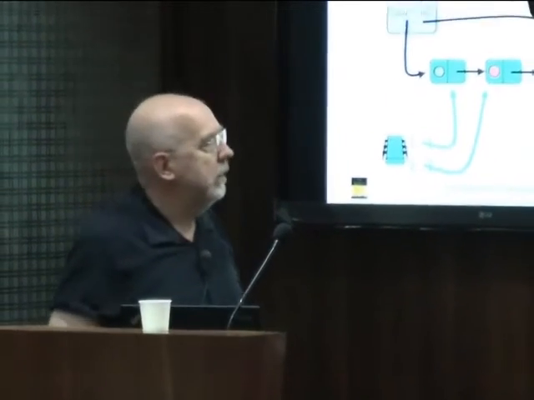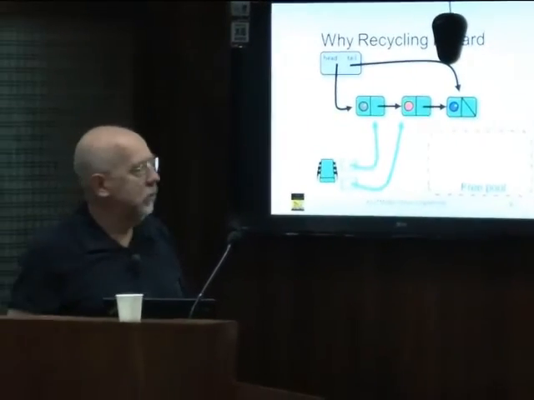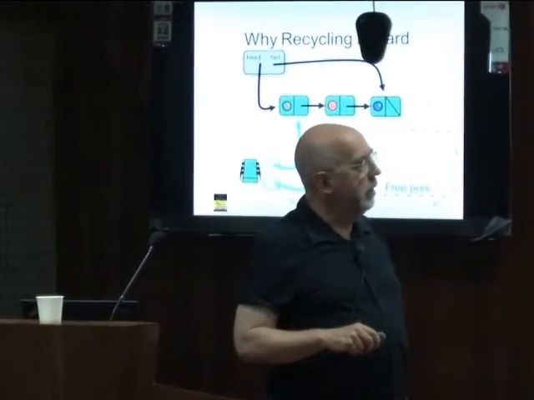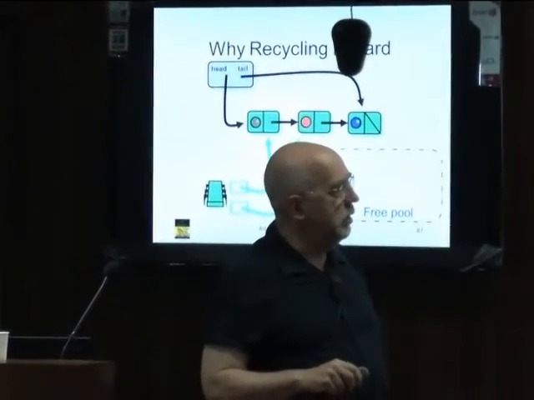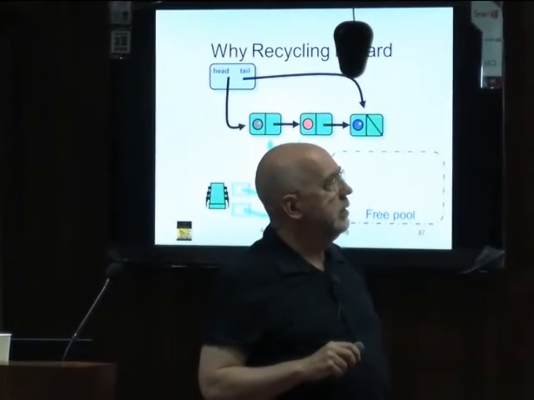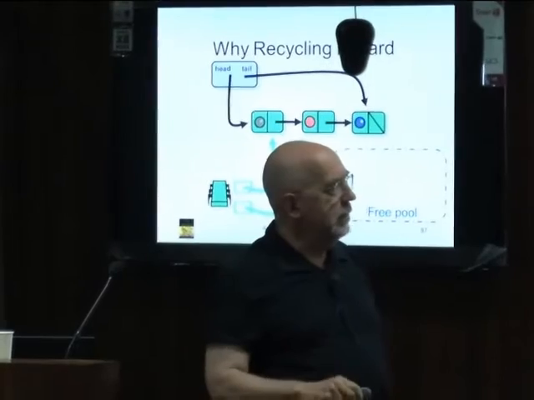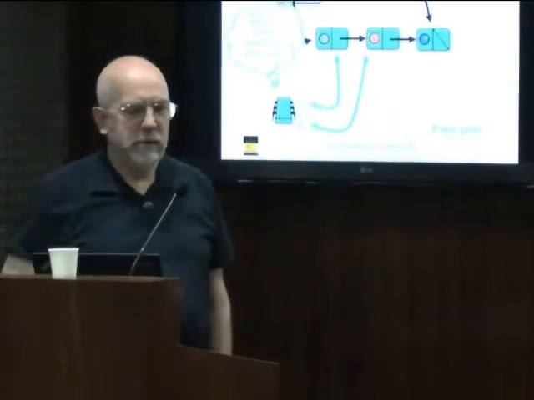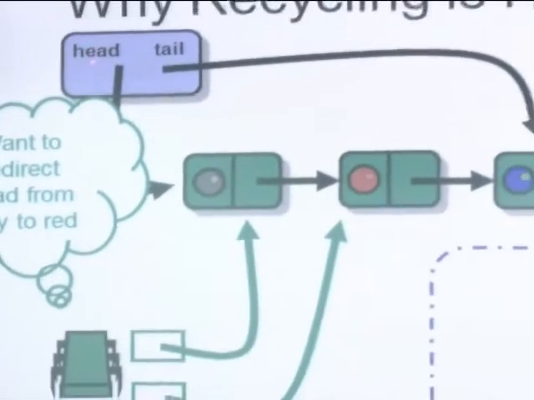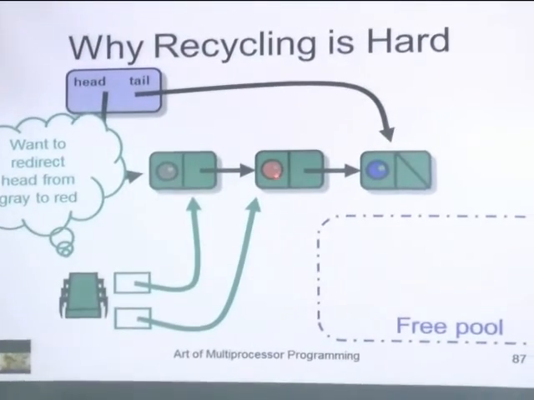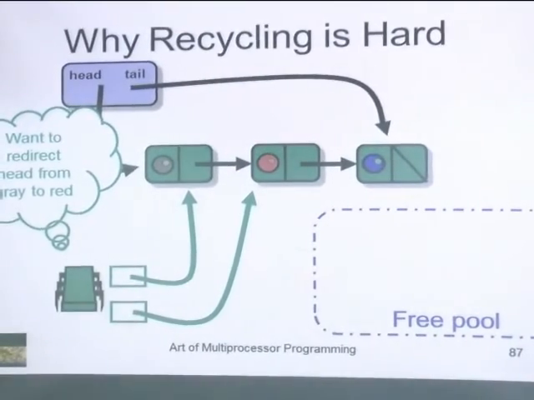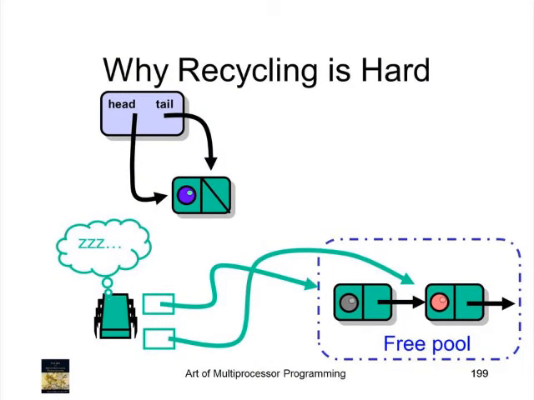And so here is another way that you can get into trouble. Here I have a node that is about to do a compare and swap. This is the value it wants to change. This is the value it wants to point to. This is the head and tail part of the queue, and this is the thread's free pool. So it's in the middle of a DQ, and it wants to take this reference and set it over here. It wants to redirect the head from the gray node to the red node. But before it does that, it falls asleep and takes a nap.